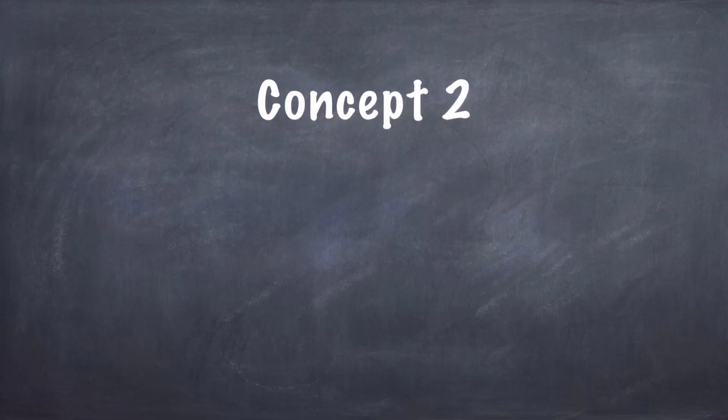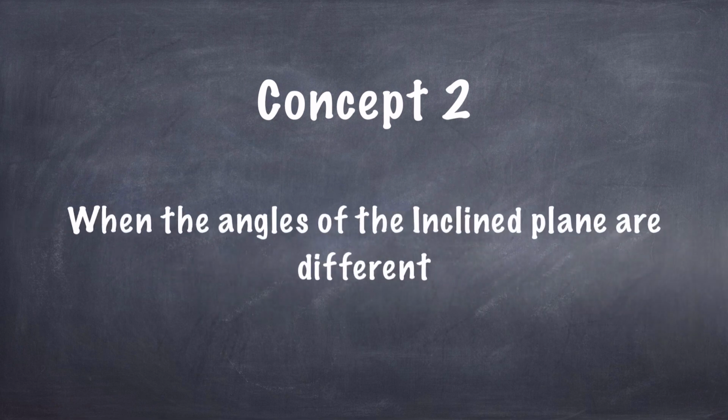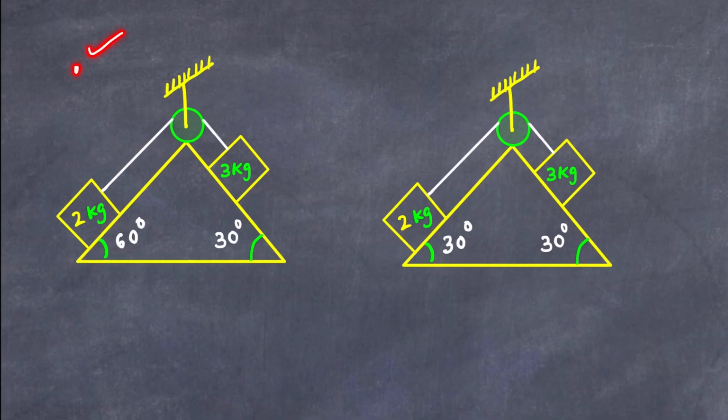So proceeding on to the second concept. In the second concept, we will see how we can find the acceleration of the system when the angles of the inclined planes are different. Before proceeding further, we need to discuss a few concepts. In the previous examples, we saw that both the angles of the incline were the same. Now suppose the angles of the incline are different. Suppose one is 30 degrees and the other is 60 degrees, and we have a 3 kg mass and a 2 kg mass.